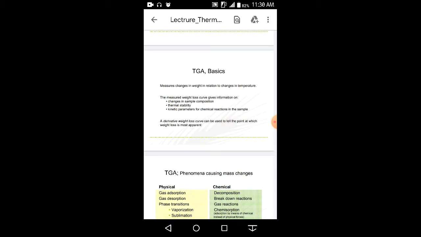That is, from changes in the temperature we get this information about the sample composition, the stability, that is, to what extent it can absorb the heat, and kinetic parameters, that is, at what rate the chemical reaction happens. Now, a derivative weight loss score can be used to tell the point at which weight loss is most apparent. So we get a curve which is given to us by readout devices like a computer. From that curve we can measure different points which tell us different stories.